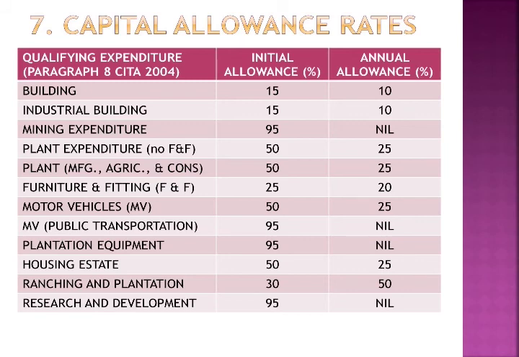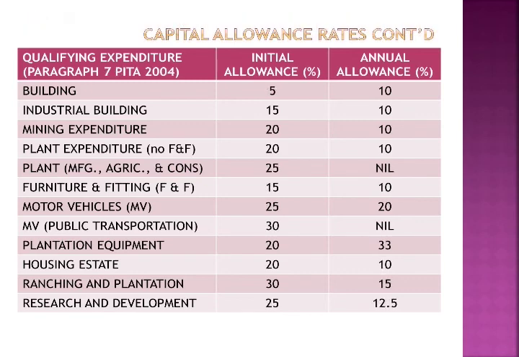The list is here. Of course, the capital allowance rate for personal income tax is also displayed in table 2. Thank you for listening.